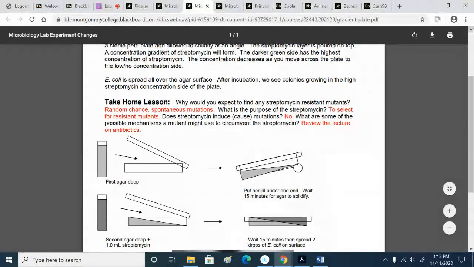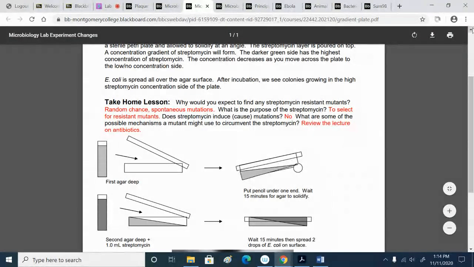Maybe because they just decided to mutate? Well, they don't decide to mutate, right? The answer is in red. What's the answer to that question? Why would you expect to find any streptomycin-resistant mutants? Oh, it's a spontaneous mutation. Yep, random chance spontaneous mutation, just a random thing.